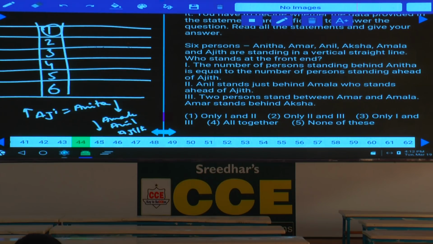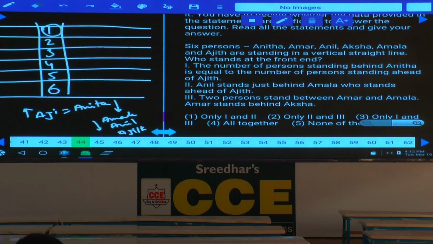And condition number 3. 2 persons stand between Amar and Amala. Between Amar and Amala, how many persons are there? There are 2 persons. And Amar can be before Amala or after Amala. Again, there are 2 possibilities. Amar stands behind Aksha. Hence this is also not sufficient because we are getting 3 possibilities.